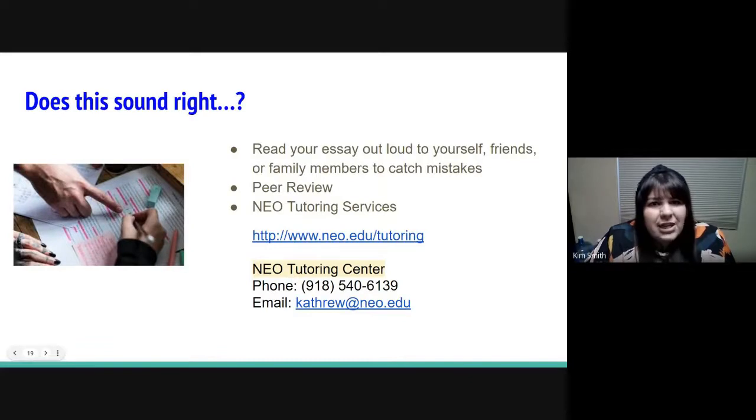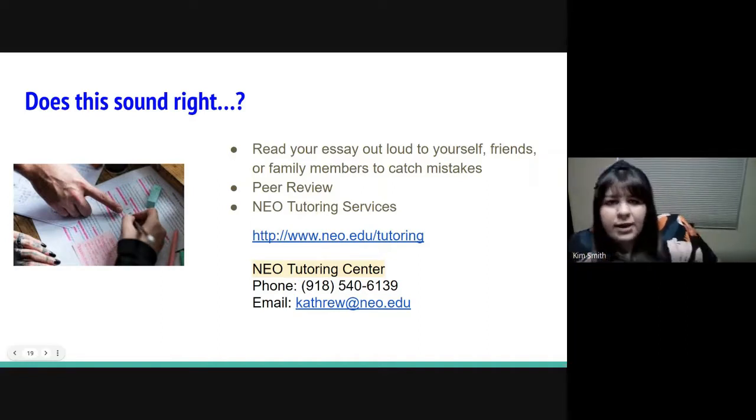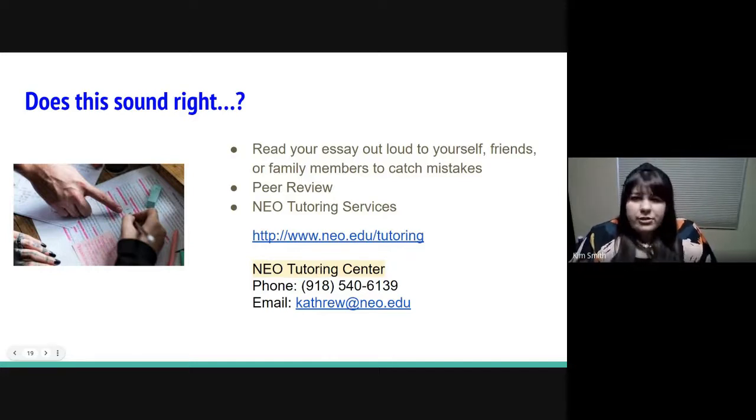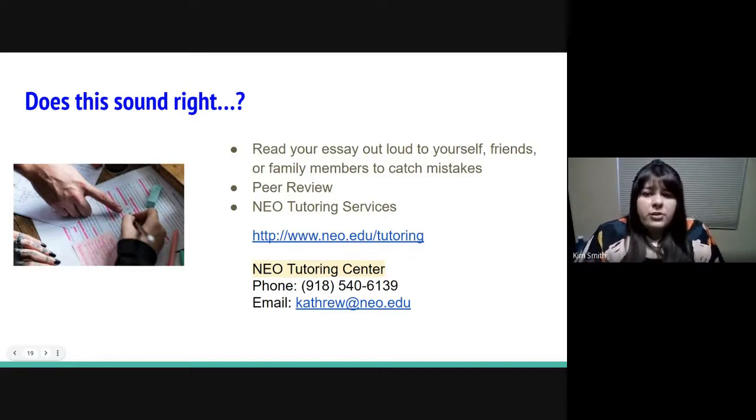Maybe not for this essay, but moving forward, as you're writing your essays, it's important to review them before you turn them in. I mean, you want to do that for this essay too, but some of these techniques you may not be able to do because of the type of essay. But to do so, you can read your essay out loud to yourself, friends, or family, so you can catch mistakes. You can ask your classmates to review. That's called the peer review. Or you can ask NEO tutoring services to review it for you. So here's their contact info. You can pause this video and write that down if you'd like.